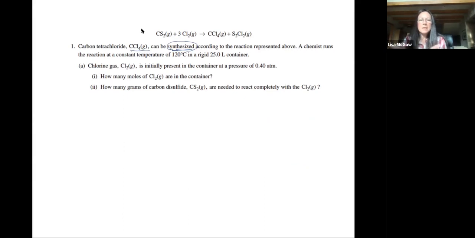Synthesize means to create, make. You see this as a product over here. And so CCl4 is produced, synthesized. Sometimes the AP test uses words that we're not all familiar with, but that's all that that means.